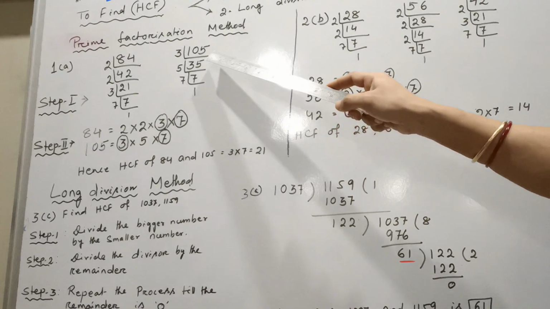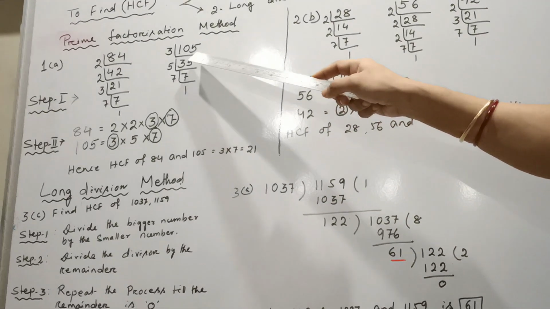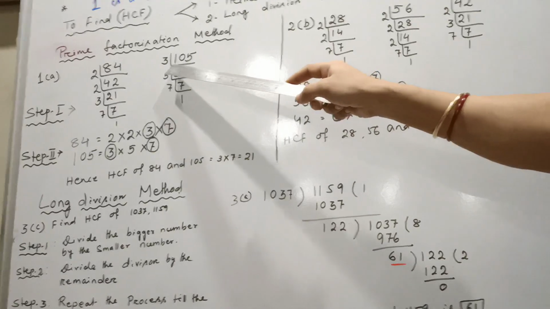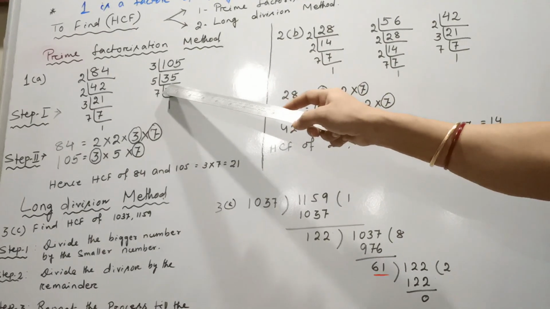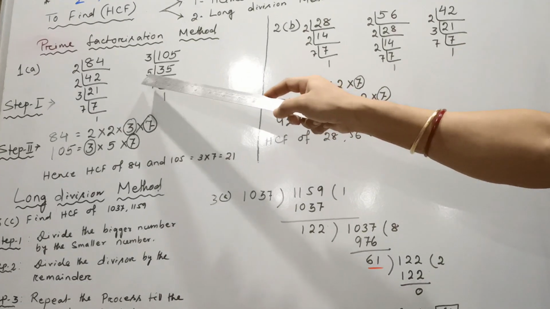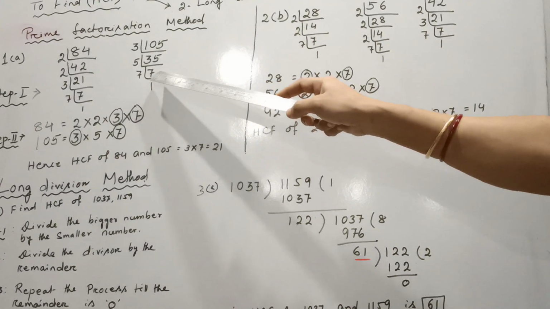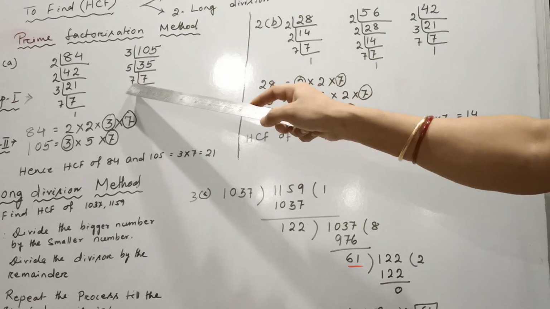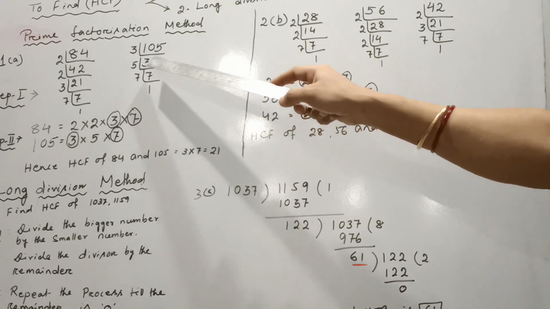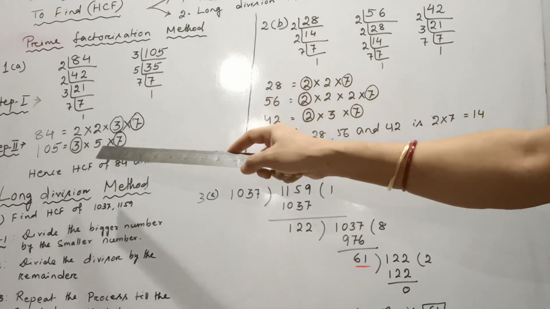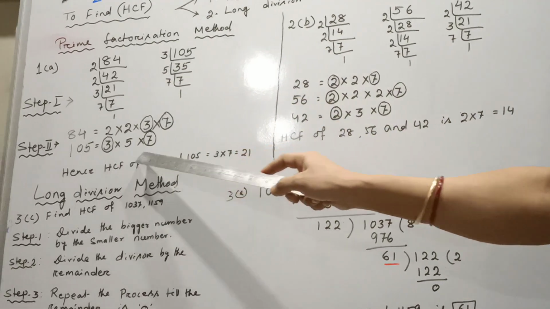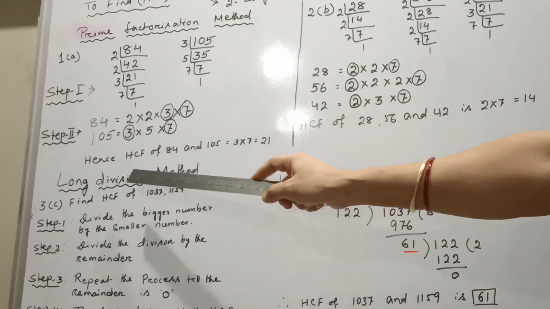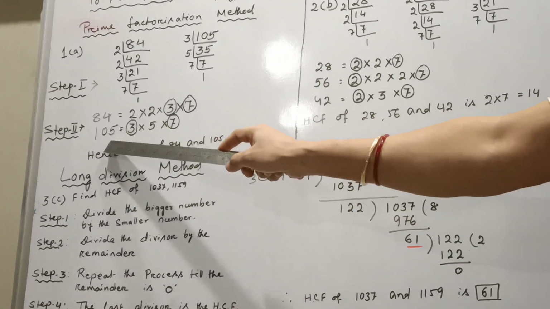Then find out factors of 105. 105 is divisible by 3. So 105 divided by 3 is 35. 35 divided by 5 is 7. 7 divided by 7 is 1. So factors of 105 are 3 into 5 into 7. Then find out HCF of 84 and 105.